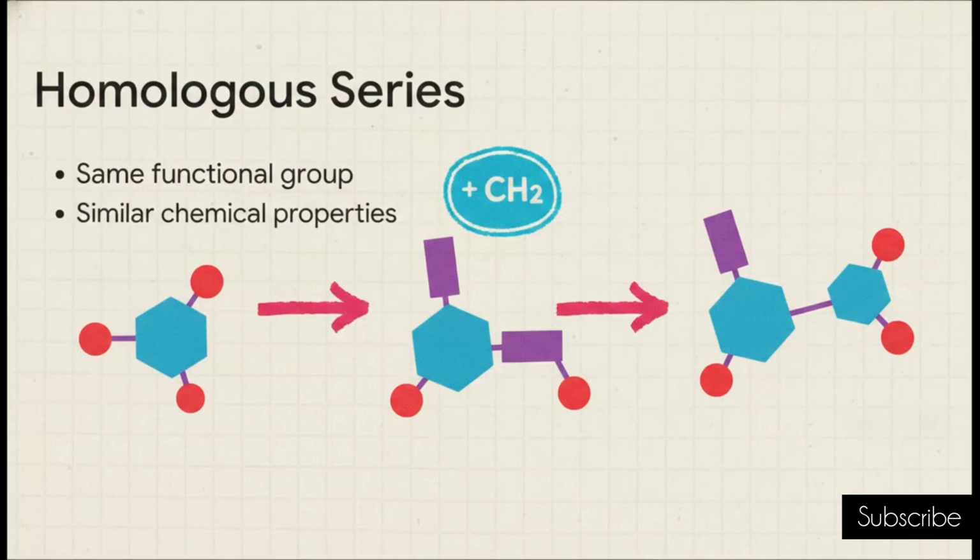Now if you take organic compounds that have the exact same functional group and line them up, you get what is known as a homologous series. They all share similar chemical properties. And the really cool part is that each successive member steps up the ladder by exactly 1 carbon and 2 hydrogens, which is a CH2 unit. It is perfectly structured chemistry.